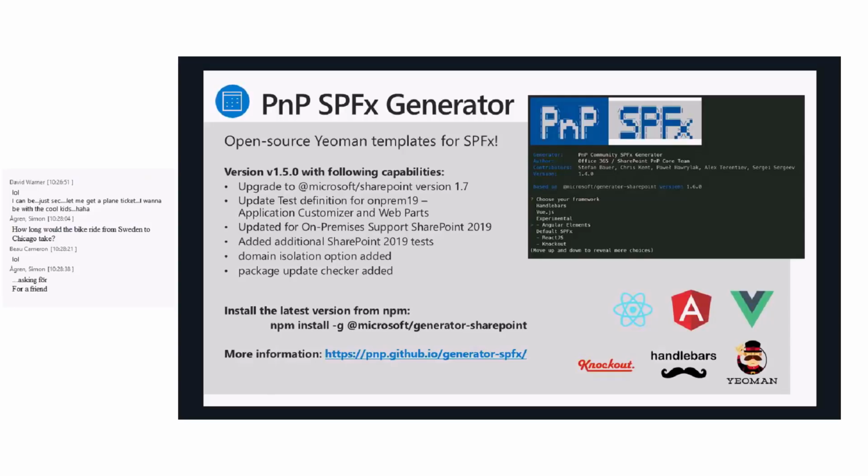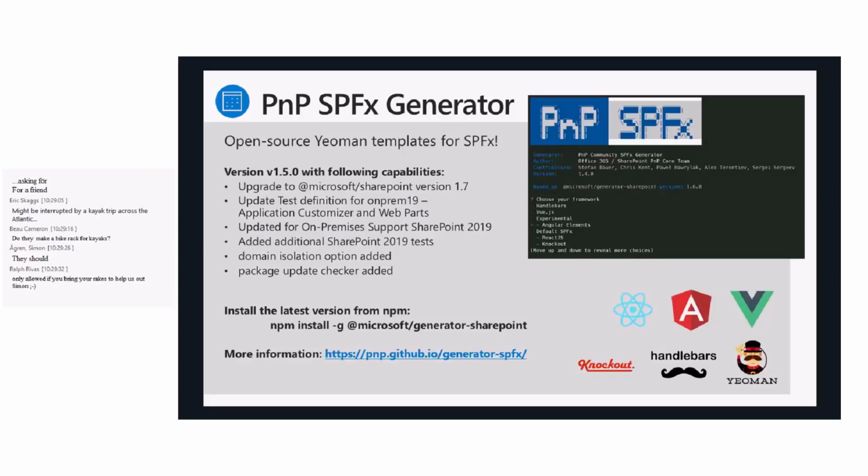And recently, a package update checker was added and a domain isolation option was added. Some of these are options exposed in SharePoint Framework 1.7 that are now surfaced in the open source Yeoman generator, and some of them are nice enhancements just found in the Yeoman generator. So definitely check this out. It's great capabilities, a great addition to your arsenal of tools from PnP.